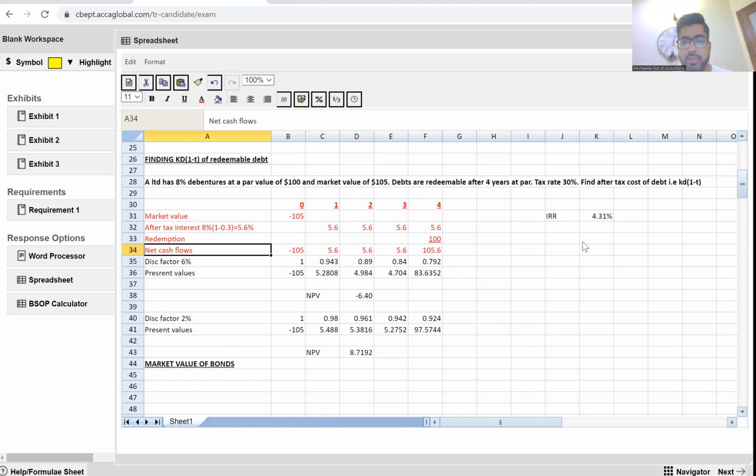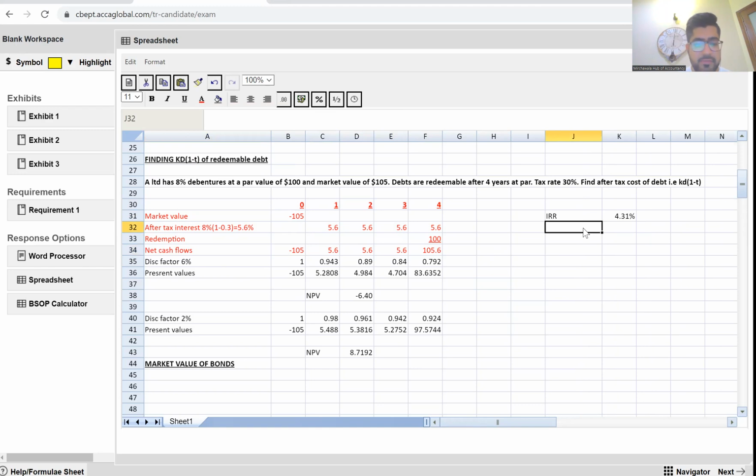You have got the net cash flows. No need to go anything beyond. Just find IRR via function, because you know cost of debt of redeemable debt is IRR. So just stop at net cash flow and apply the IRR function.